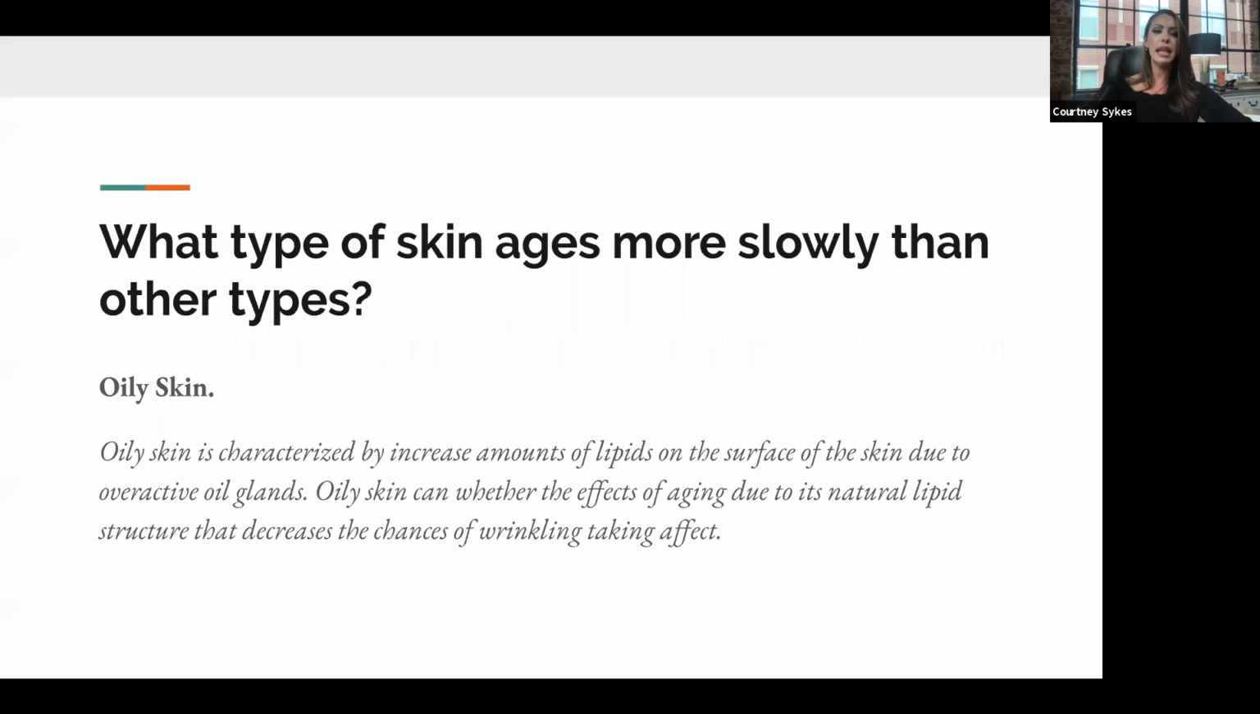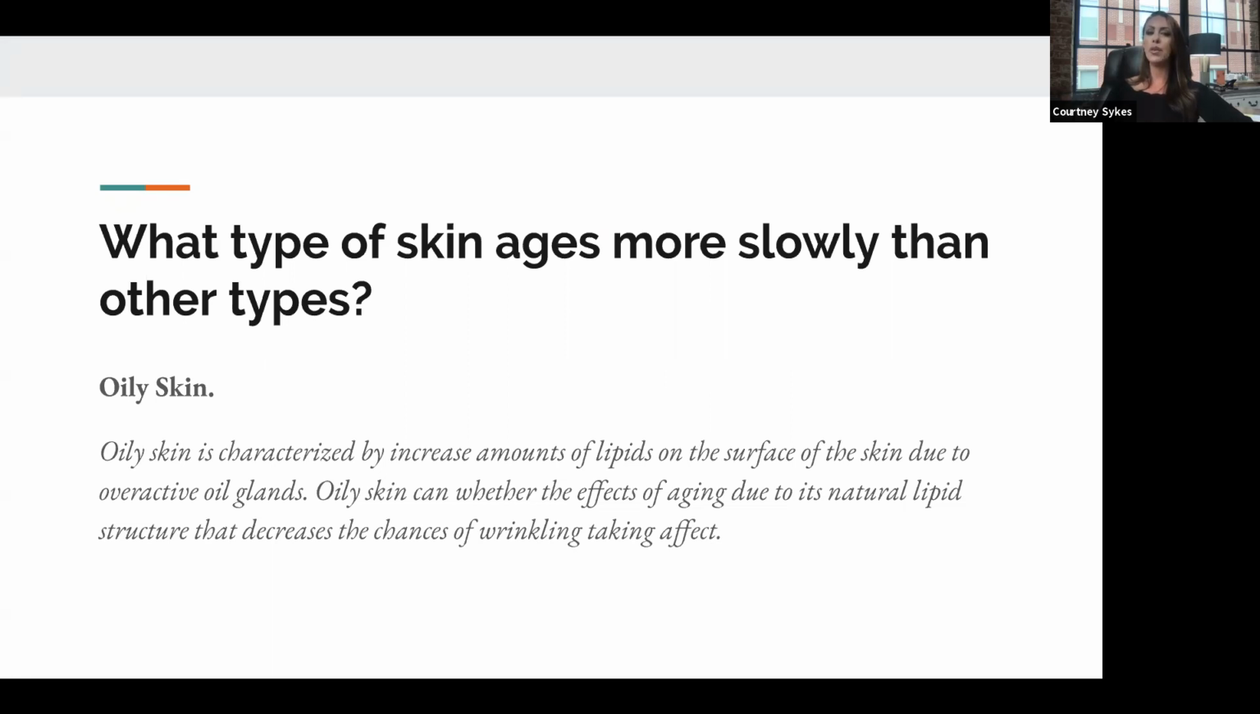Okay. Then the next question, what type of skin ages more slowly than other types? The answer is oily skin. We mentioned that earlier. So here's what it says. Oily skin is characterized by increased amounts of lipids, my favorite thing, on the surface of the skin due to overactive oil glands.